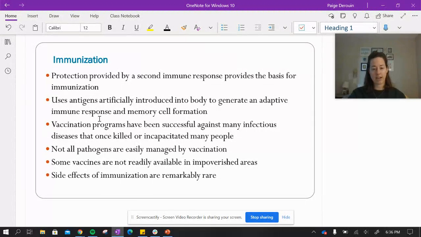Of course, some vaccines are not readily available in impoverished areas, which creates this discrepancy between the haves and the have-nots, and it's an ethical issue that needs to be addressed.